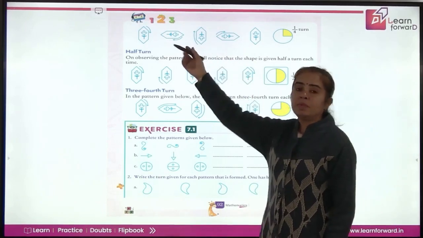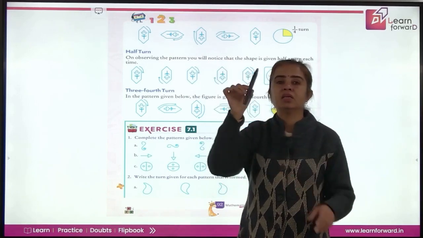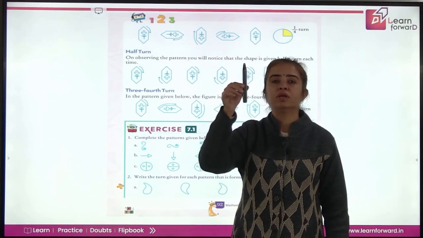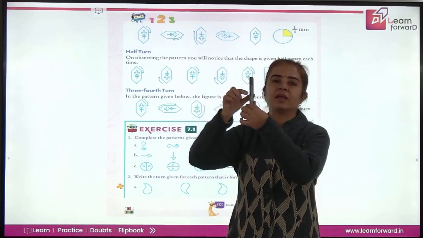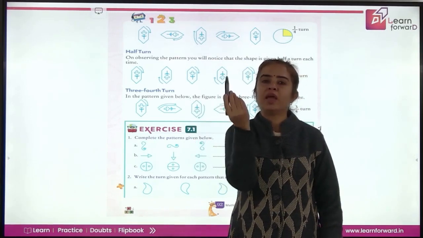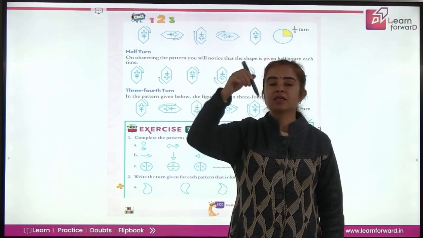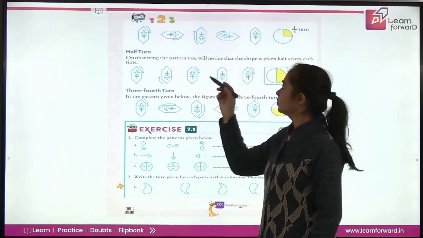Now, in place of giving a turn like this only, if I move it further and go half an hour in time, that means from 12, I have moved it to 6. This is half a turn. What is it?